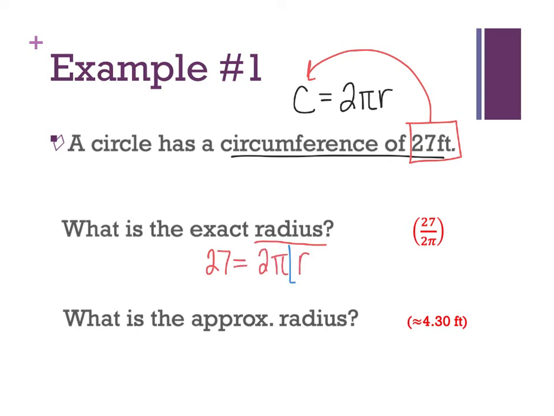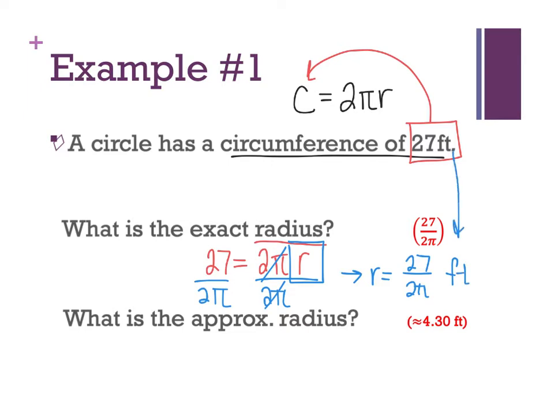Remember, I am trying to get r by itself. So I have to get rid of what is attached to r by the inverse operation. The 2, pi, and r are all being multiplied, so I'm going to divide 2 pi away from both sides. That cancels on my right side, the 2 and the pi, and on the left I am left with what the radius is, which is 27 over 2 pi. And this is in feet because my dimension here was in feet.